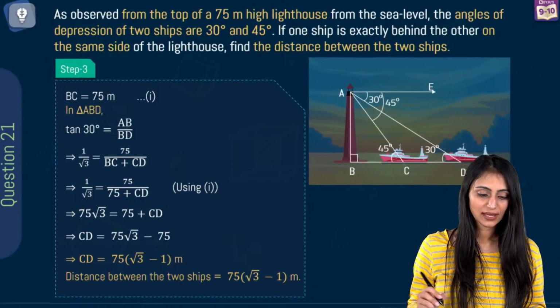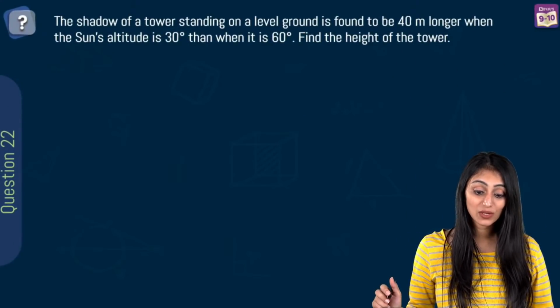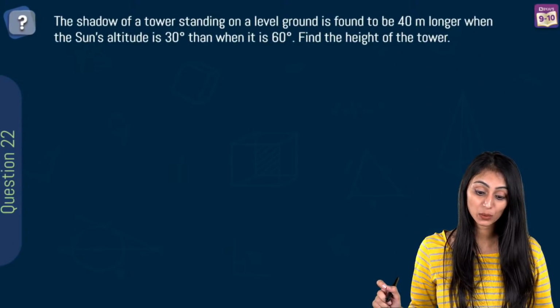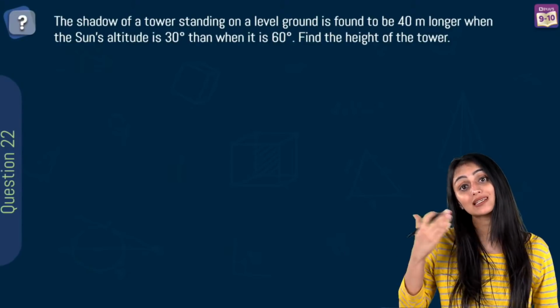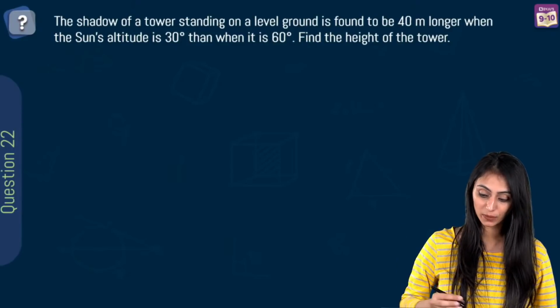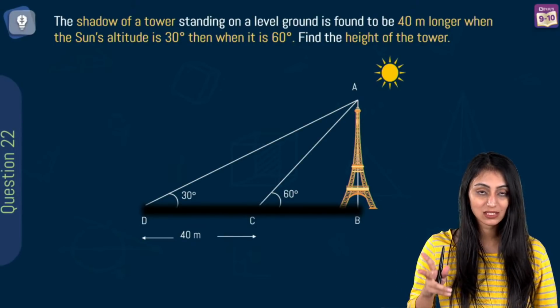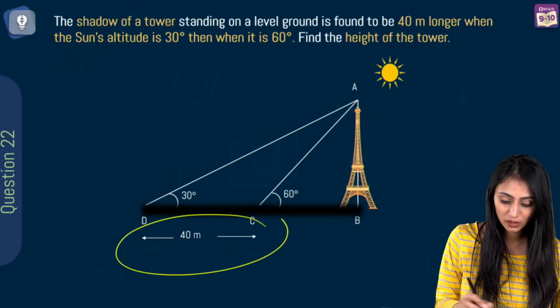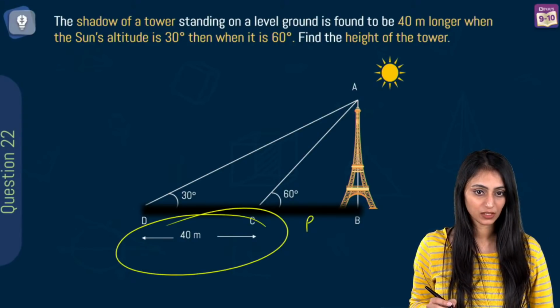Alright, let's move ahead. Let's take a look at question number 22. The shadow of a tower standing on level ground is found to be 40 meters longer when the sun's altitude is 30 degrees than when it is 60 degrees. Find the height of the tower. So this is the tower over here. When the sun's altitude changes from 60 to 30, the length of the shadow increases by 40 meters. Let's say this BC over here is P meters.